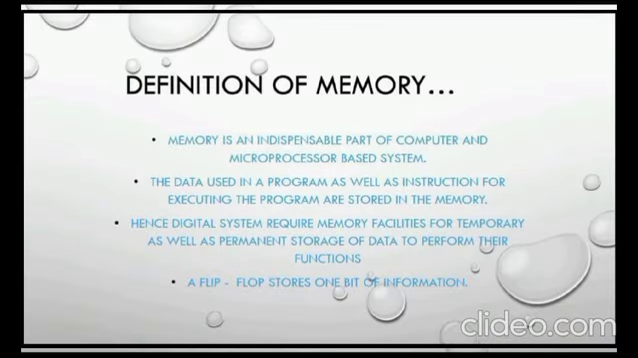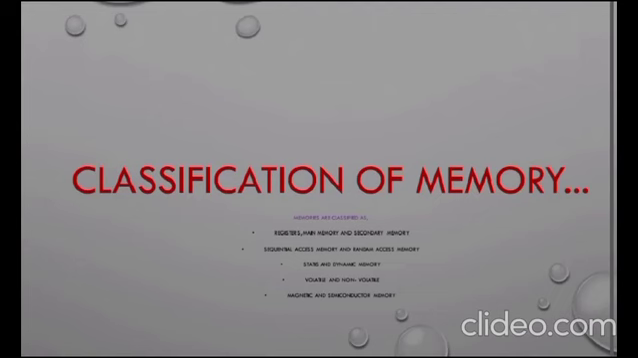Definition of memory. Memory is one of the main parts of computer and microprocessor based systems. It is used to store lots and lots of data and functions. Classifications of memories are registers, main memory and secondary memory, sequential access memory and random access memory, static and dynamic memory, volatile and non-volatile memory, magnetic and semiconductor memory.